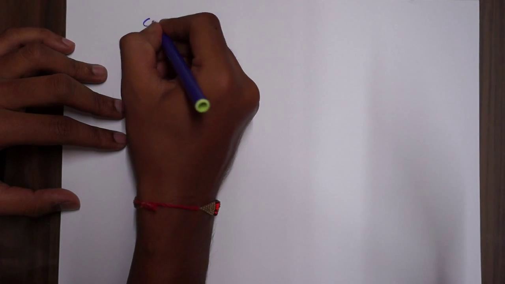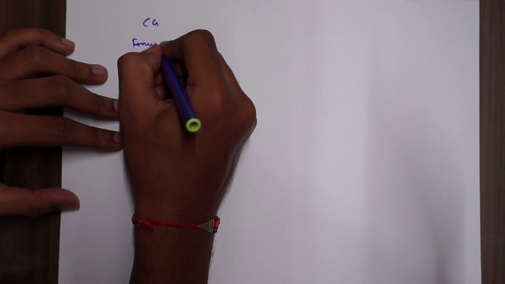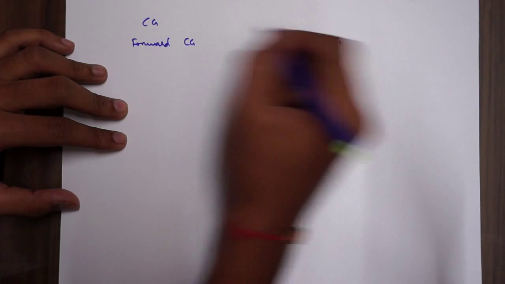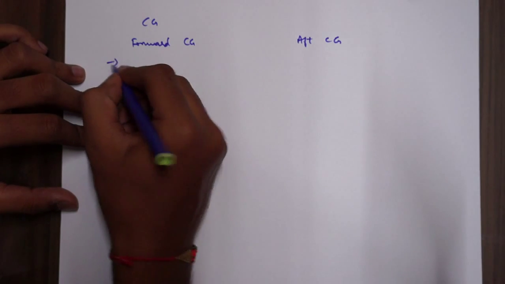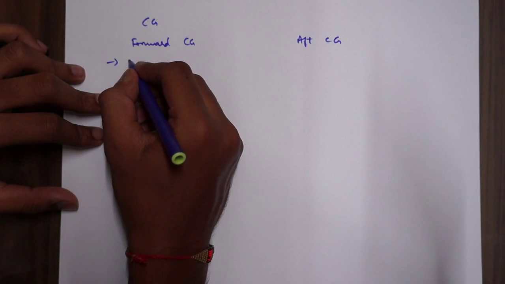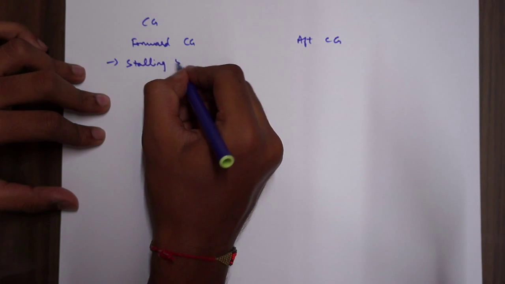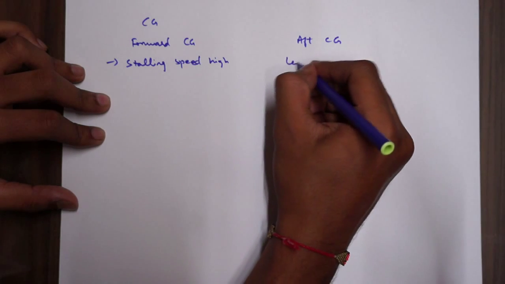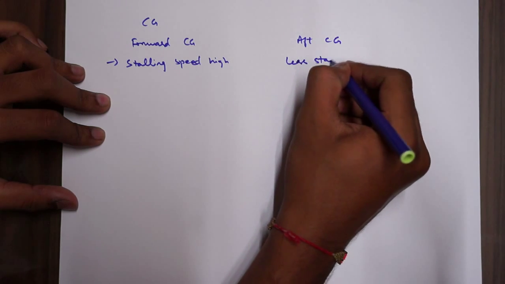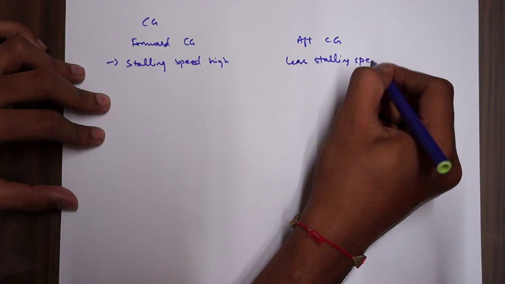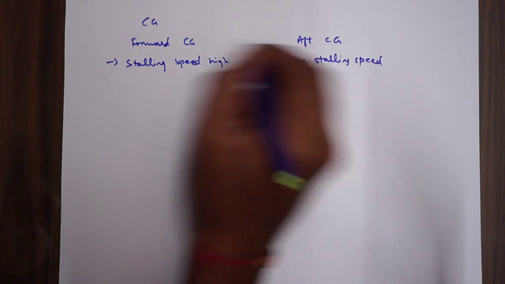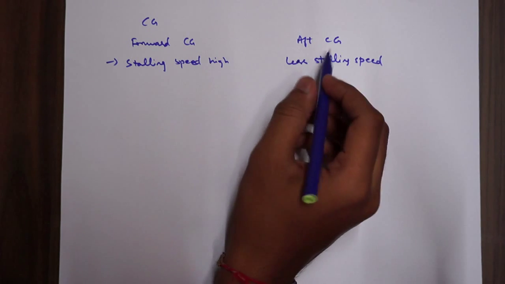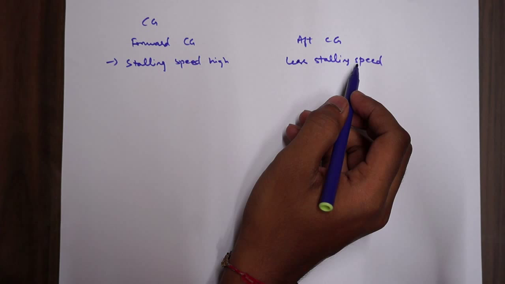Okay, so CG discussions: forward CG, aft CG. So this will give you stalling speed will be high, less stalling speed, that is lower stalling speed. Okay, so you have a forward CG, your stalling speed will be high and you'll stall very quickly. And aft CG, you'll give less stalling speed.